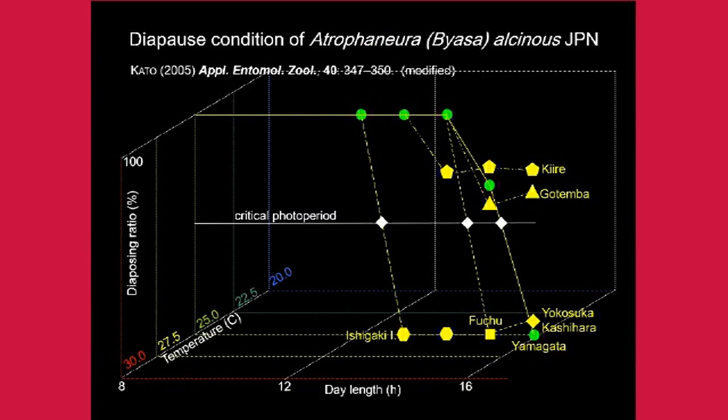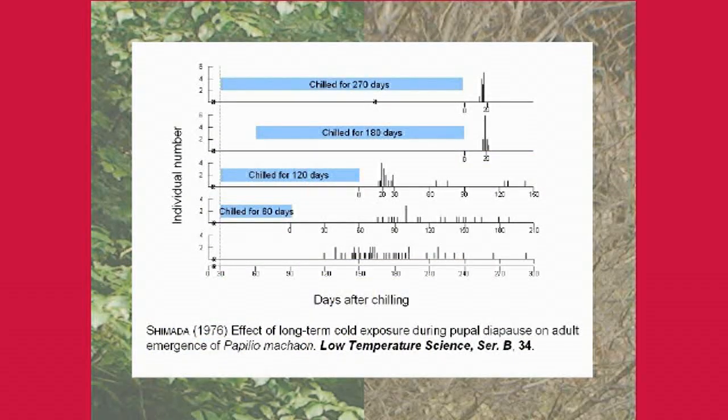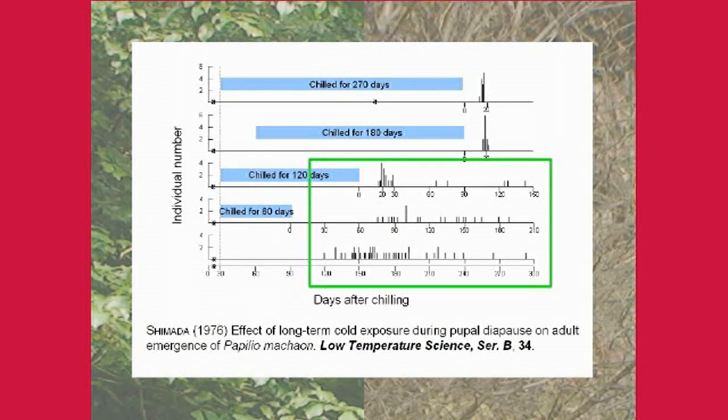In addition, Kaito used Atrophaneura alcinous to raise individuals in various places with fixed temperature and day length. We have shown that there is a strong correlation between the latitude of each individual's habitat and the critical day length when half of the individuals become wintering pupae. And Shimada of the Institute of Low Temperature Science, Hokkaido University used Papilio machaon on pupae obtained by breeding in a short day. If the pupae are stored at 5 degrees for a short period of time, emergence will vary when returned to room temperature of 20 degrees.